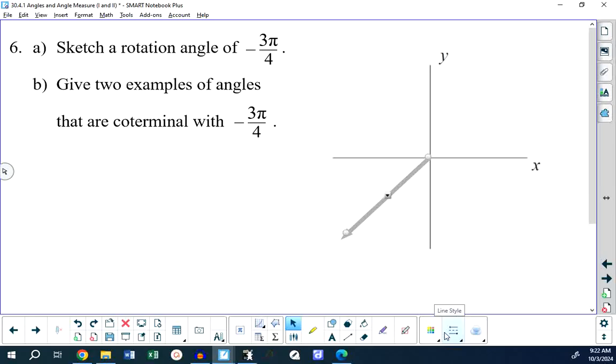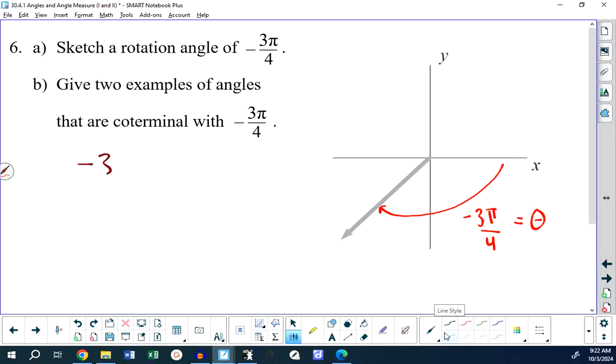So 3 pi over 4 is 3 pi over 4s, and this is in a negative direction. This is negative 1, negative 2, negative 3 pi over 4, theta. Coterminal angles are going to be found by adding or taking away full revolutions from that initial angle that we're given. And a full revolution is 8 pi over 4.